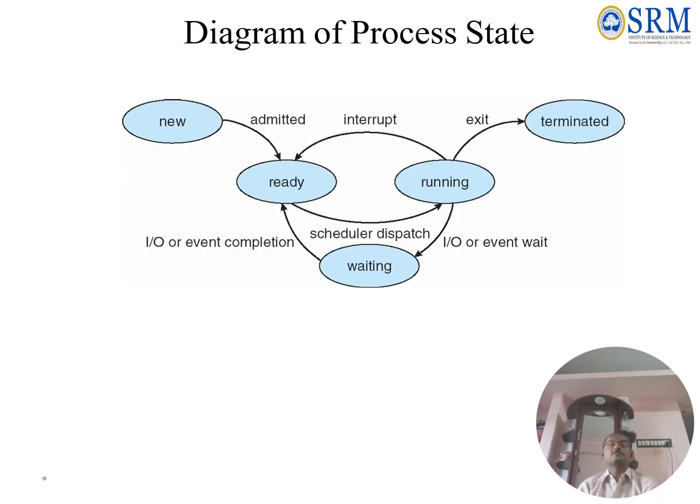So this is the diagram which shows the process states. Here, when the process is created, it will be in the new state. When it is ready for execution, it comes to the ready state. When it is executing, it is in the running state. Whenever it wants some IO or any event completion, it comes to the waiting state. Then when the whole process finishes its execution, it comes to the terminated state.